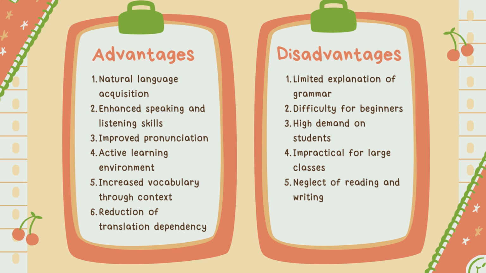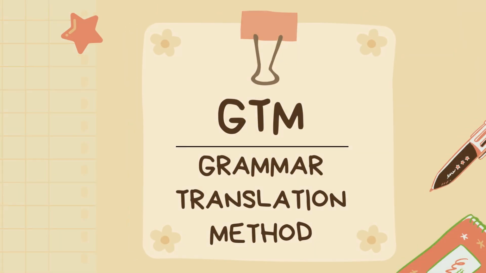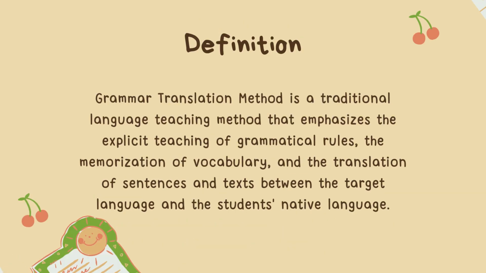Constant interaction and correction become difficult with many students, reducing individual attention. And the last is neglect of reading and writing. The emphasis on speaking might lead to underdeveloped reading and writing skills, which are crucial for well-rounded language proficiency. So this is the last topic in this video.